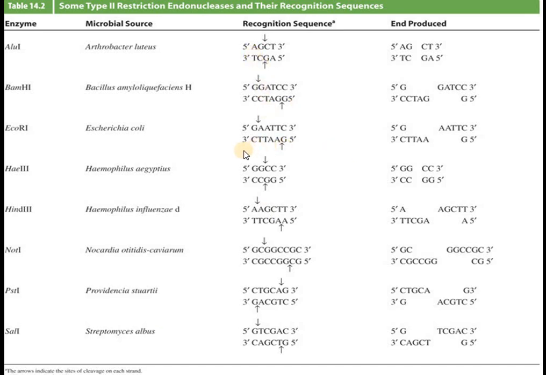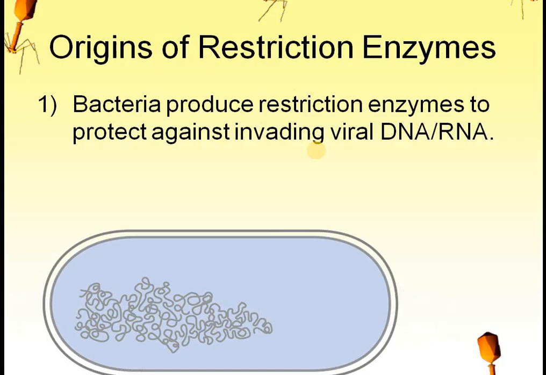For example, E. coli restriction enzymes will cut the DNA at this sequence. If this sequence is present in that circular DNA or linear DNA, EcoRI will cut the DNA at this sequence only. BamHI will cut the DNA at this sequence. It will not cut at this sequence. So my point is that every restriction enzyme has a different recognition sequence, and they will cut only at their specific recognition sequence.